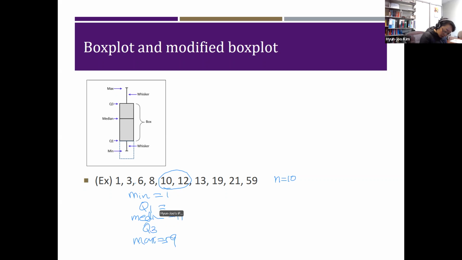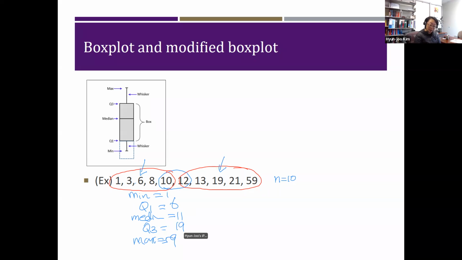Again, to get Q1 and Q3, you're going to divide your data set into two groups like this, 5 numbers and 5 numbers. Then Q1 will be the median value of the first group, so 1, 2, 3, 4, 5. Your median in the first group is 6, and in the second group is 19, right? Okay, so we got all these values.